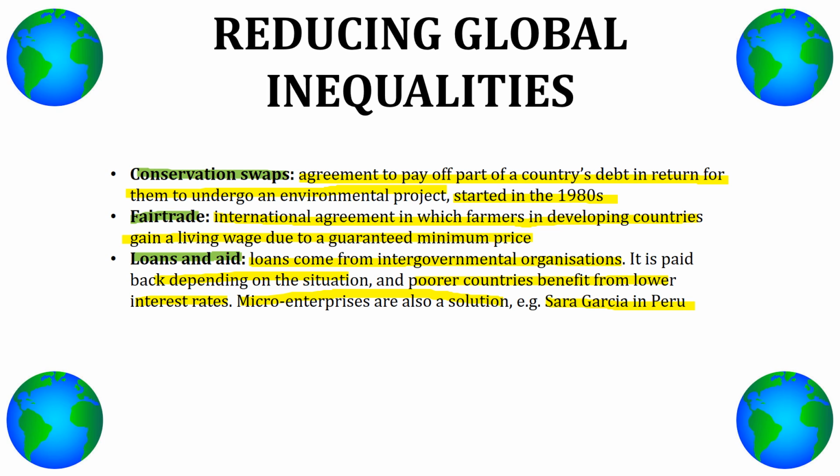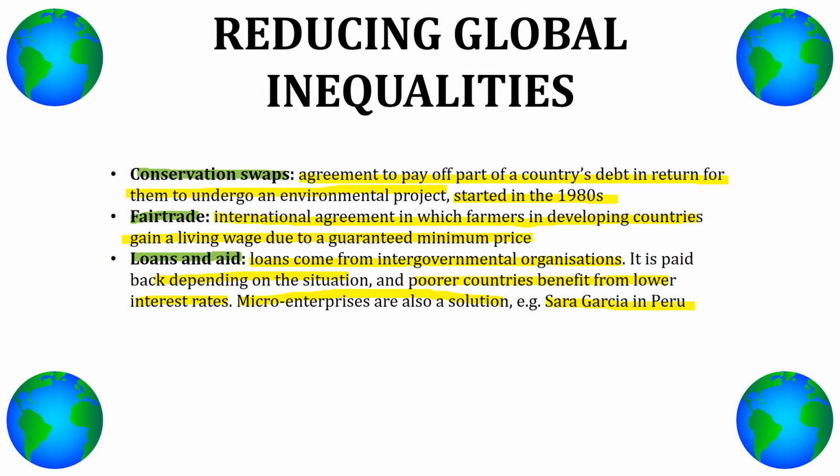Fair trade is an international agreement in which farmers in developing countries gain a living wage due to a guaranteed minimum price. Between 2006 and 2007, there was a 150% increase in goods produced, and 7 million farmers benefited from this, across 58 countries, because the minimum price basically guarantees a living wage for the farmers, for them to be able to gain a sustainable income.